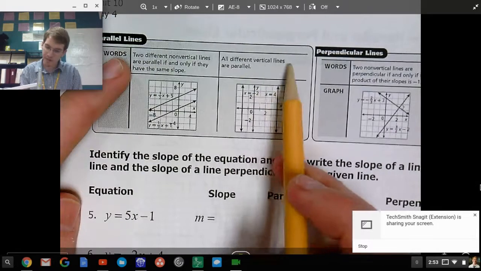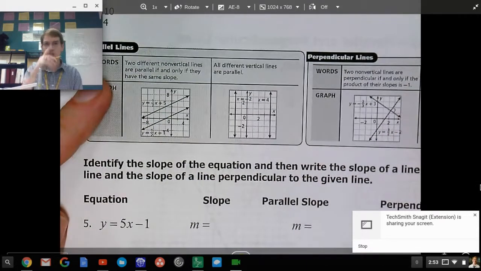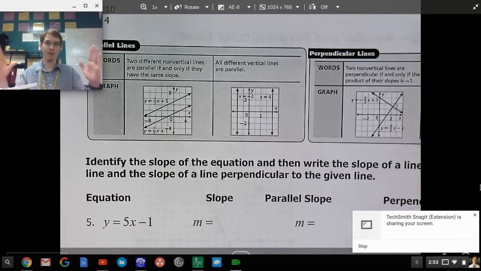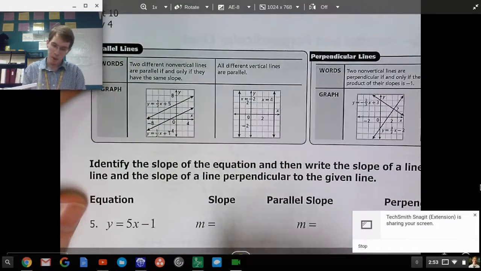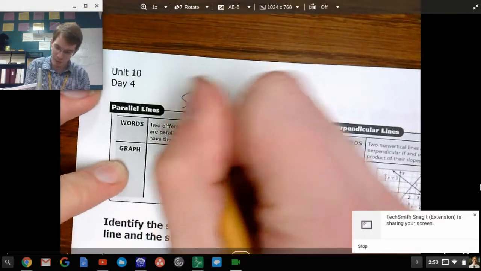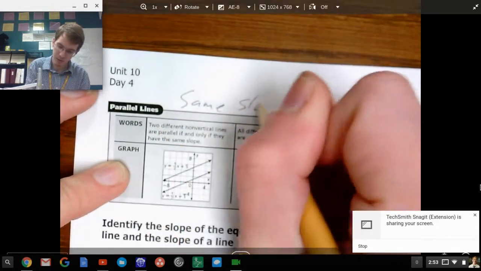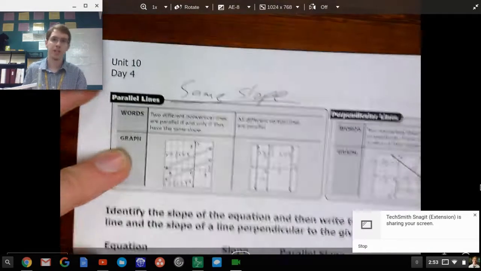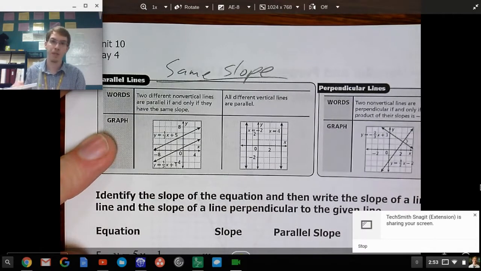And then all different vertical lines are parallel. All vertical lines have the same slope, right? They're undefined. So they all have the same slope, therefore they're all parallel. So parallel comes down to same slope. That's really what parallel comes down to. That's what you need to remember, how you should remember it.